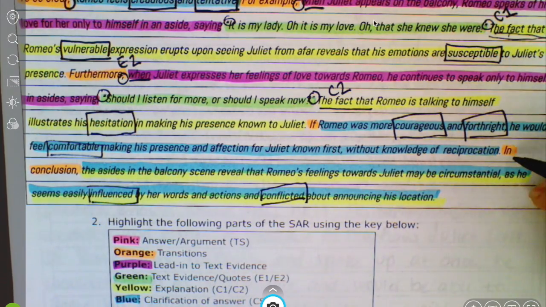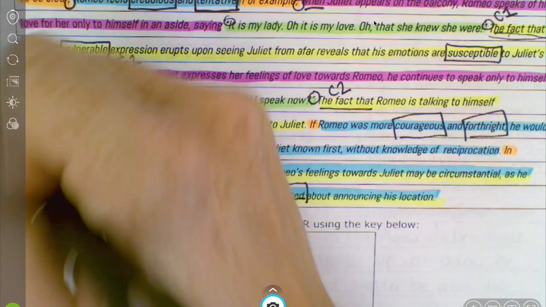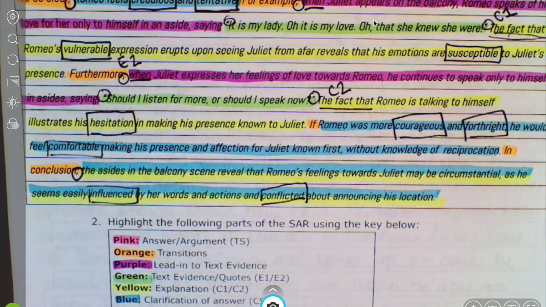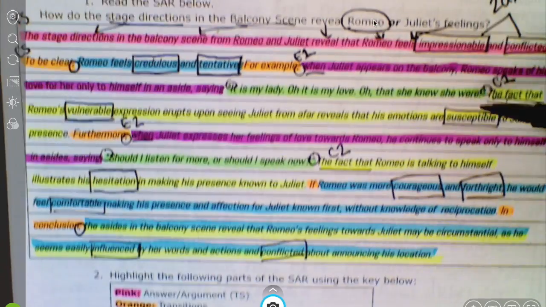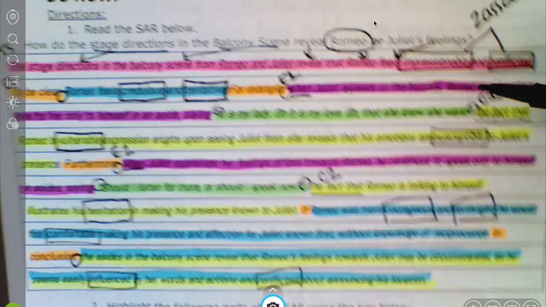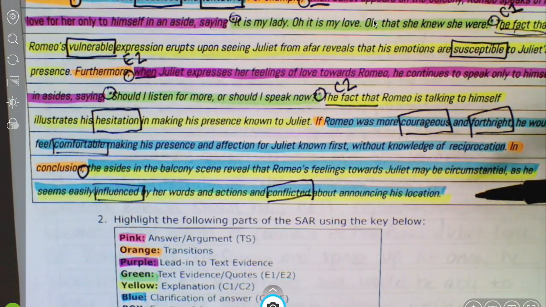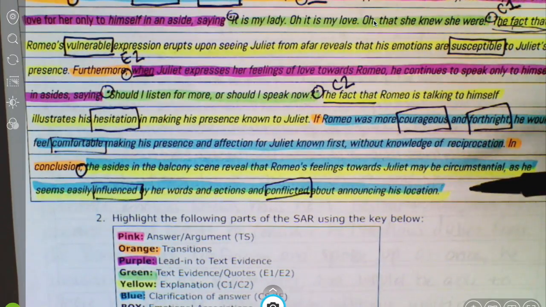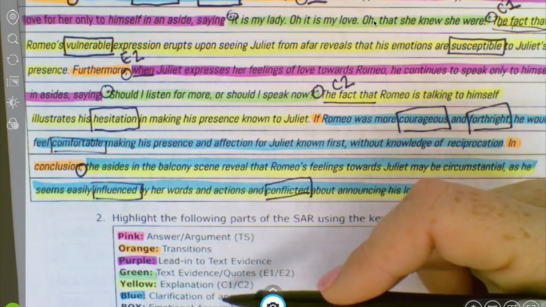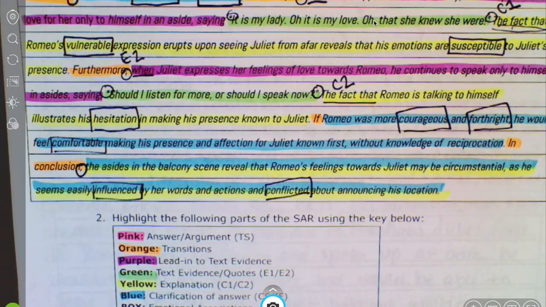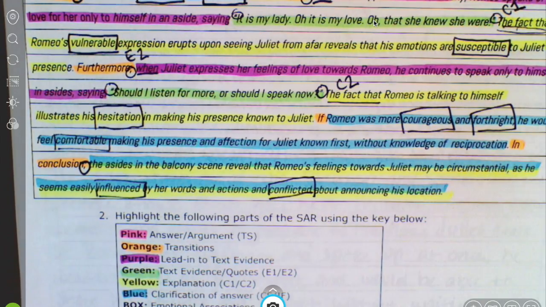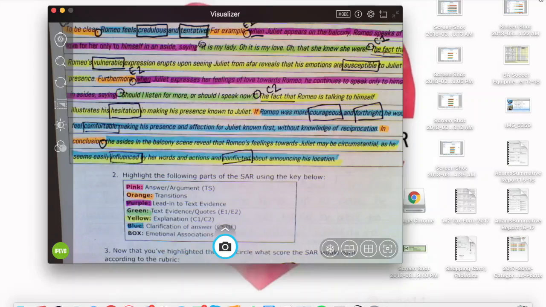Now this last sentence I see, it says, in conclusion, again, there's a comma there at the end of that, so I know that this is a transition, but this isn't following the structure of our SAR. That's okay. This sentence is also explaining our answer here in the topic sentence. So if you highlighted this sentence in blue or you highlighted it in yellow, that is acceptable because it is an explanation or a clarification of the answer. All right? So now I'm going to switch over to the slideshow.